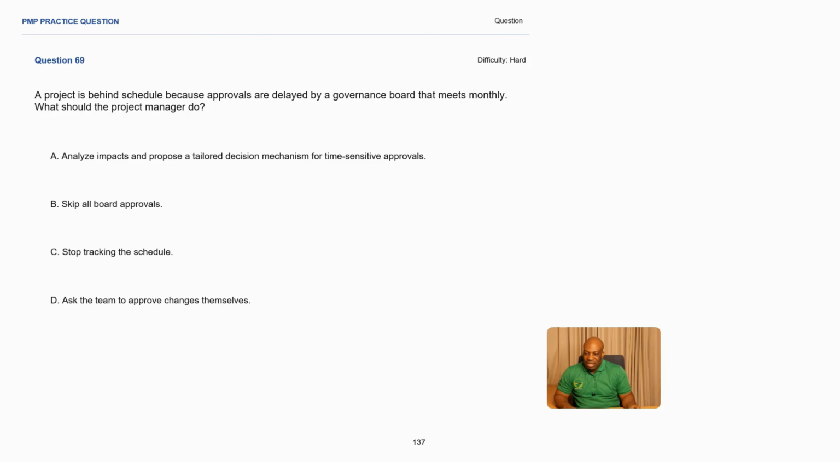Practice question number 69. A project is behind schedule because appropriate approvals are delayed by a governance board that meets monthly. What should the project manager do? So the difficulty level is hard, right? So let us go through the problem statement here. A project is behind schedule because approvals are being delayed by a governance board that is meeting monthly. So that's a big problem. You have delays in approvals because the governance board is meeting monthly. What should the project manager do?